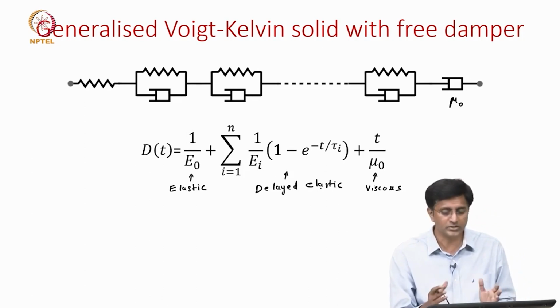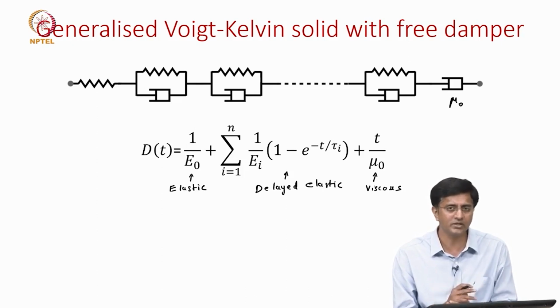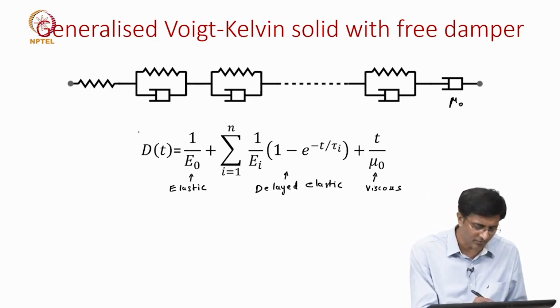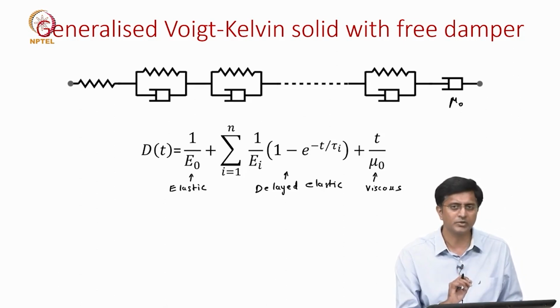If you look closely, this is very close to our 4 parameter model. The only difference is that in the 4 parameter model we only had 1 Kelvin in series, here we have n Kelvins in series. That is the reason why we have this final expression looking very similar to the creep response of a 4 parameter model.